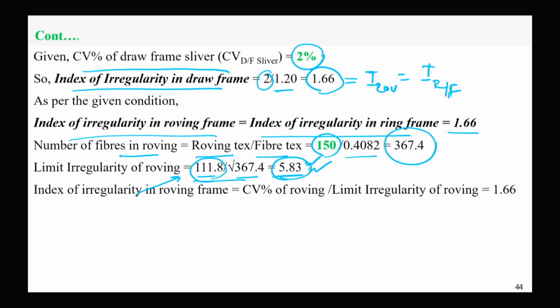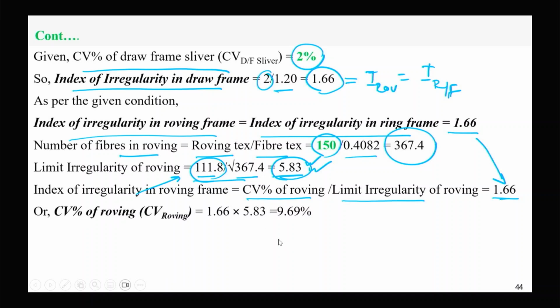index of irregularity equal to CV of roving by limit irregularity equal to 1.66, that we have seen. Now from here we can calculate the CV of roving, the CV output of roving. CV of roving, limit irregularity we have calculated already. So 9.69 percent is the roving output.